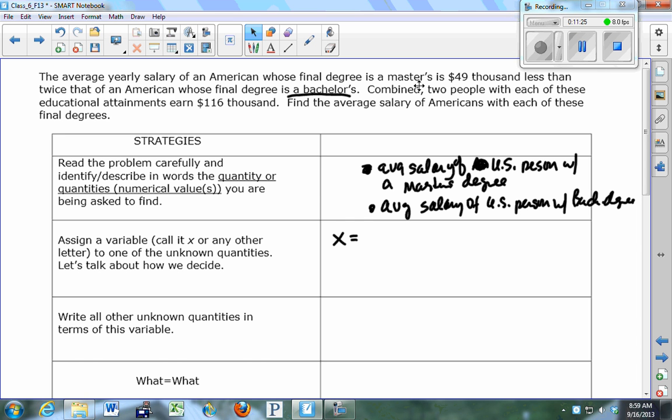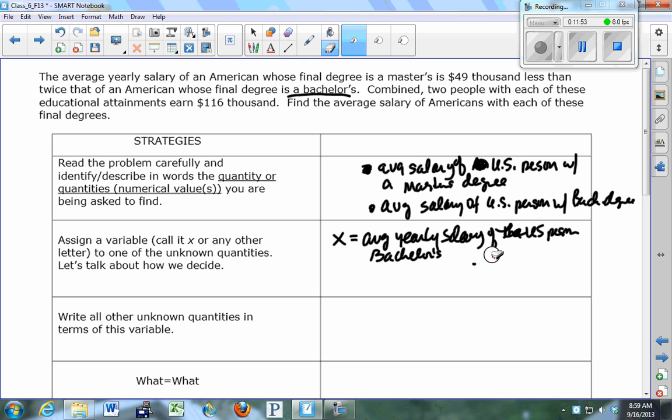So x is the average yearly salary of a U.S. person with a bachelor's. Now, I could have defined it the other way, but it's just much easier, in terms of how the story is written, to have the bachelor's degree be x. Okay. Now, is the average yearly salary with the master's degree going to be a bigger number than this?